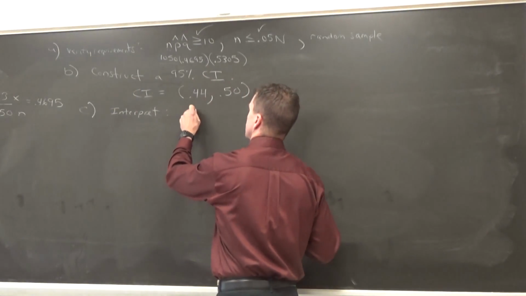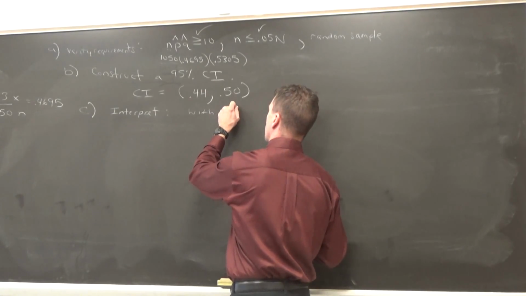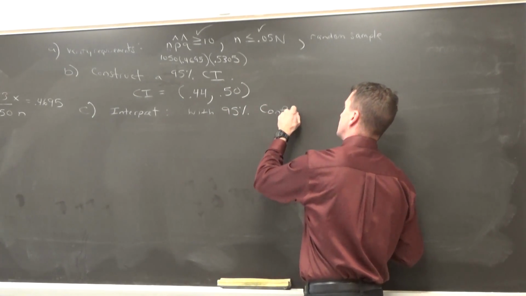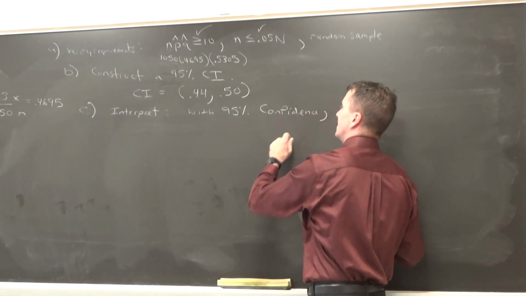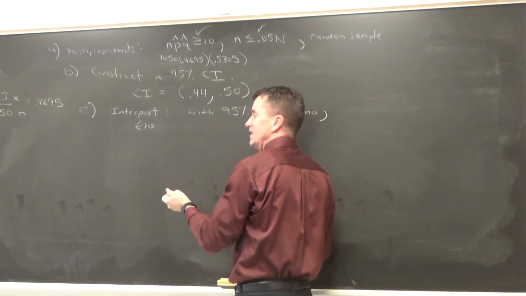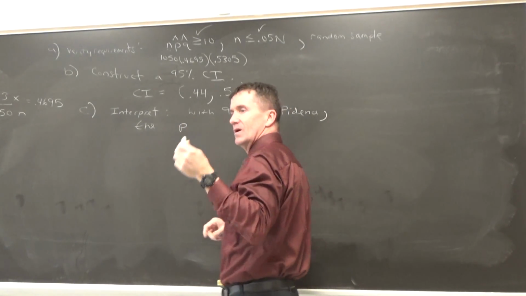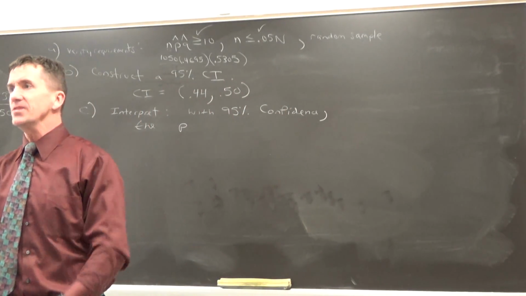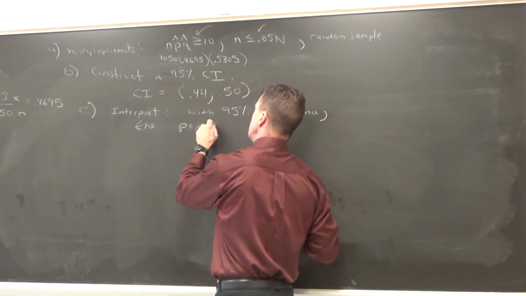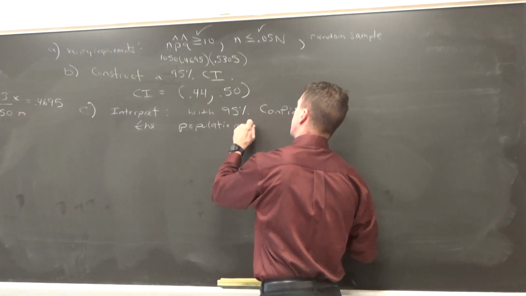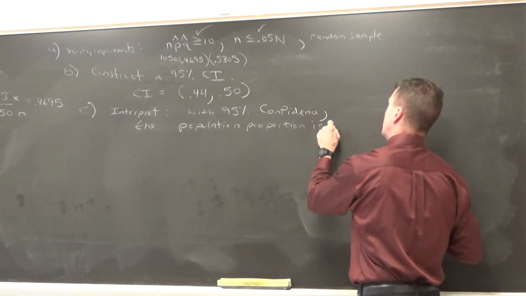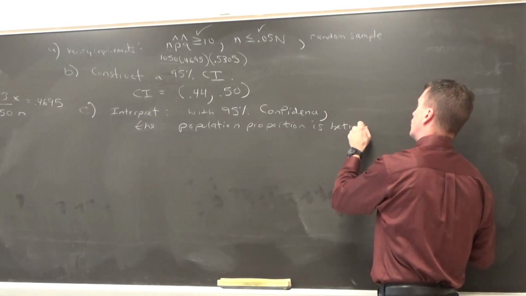With 95% confidence. It's awesome. The proportion. And it's not a sample proportion, right? We're now talking about inferential statistics, the population, millions. The population proportion is between 0.44 and 0.50. It's between those two numbers.